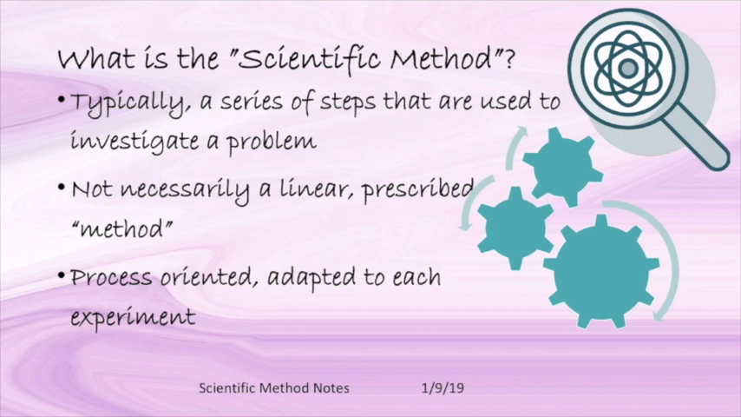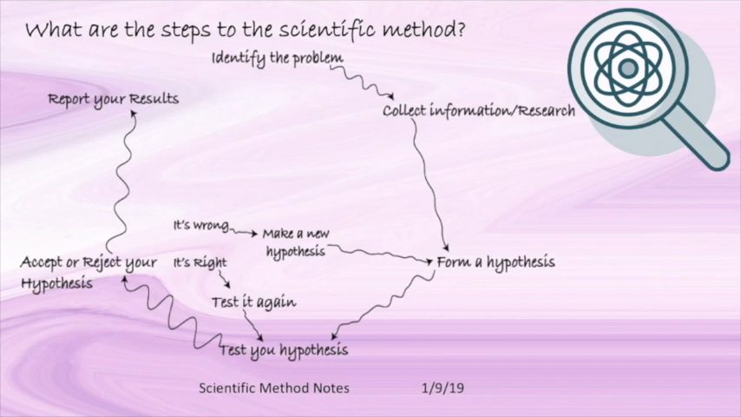So take a minute. How have you used the scientific method? What are the steps? The first step is to identify the problem. Then you'll collect information, form a hypothesis, figure out a way to test your hypothesis, then based on your results, accept or reject your hypothesis. If it's right, try it again. If it's wrong, make a new hypothesis and start back over from there. Finally, report your results.